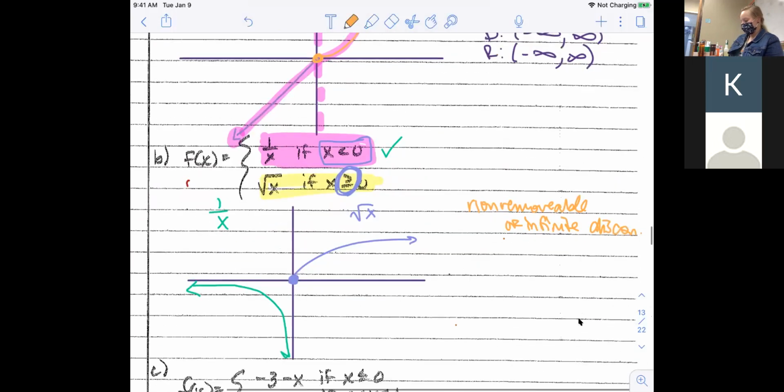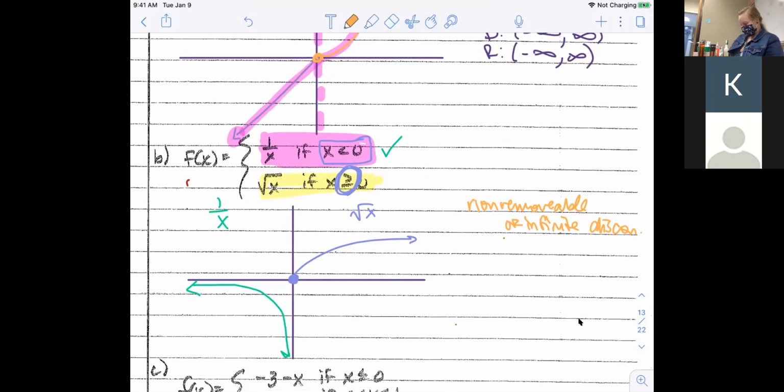Why is it removable? It is non-removable because I can't fix this. It has an arrow down here. I can't pick up this graph with my scissor tool and move it and fix it, because that's not how it works. It's all its own kind of graph. I think we'll see a jump one in the next one, so we will talk about that in a second. Infinite discontinuity. I just didn't feel like spelling it all the way out.